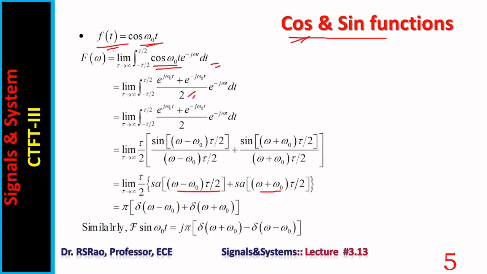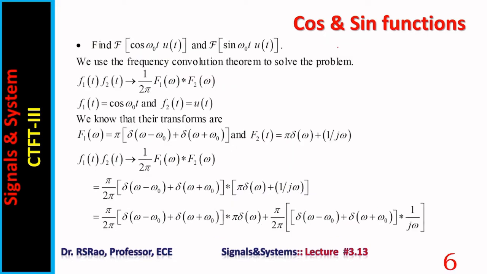Therefore, the Fourier transform of cos ω₀t is π times [δ(ω-ω₀) + δ(ω+ω₀)]. In a similar manner, one can find the Fourier transform of sin ω₀t as jπ multiplied by [δ(ω+ω₀) - δ(ω-ω₀)].